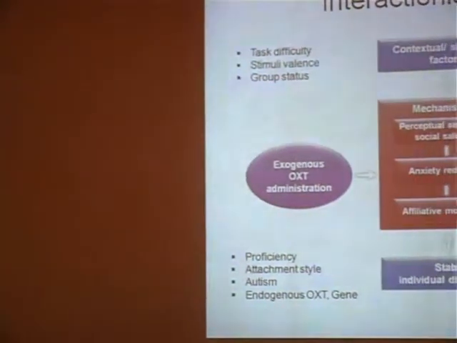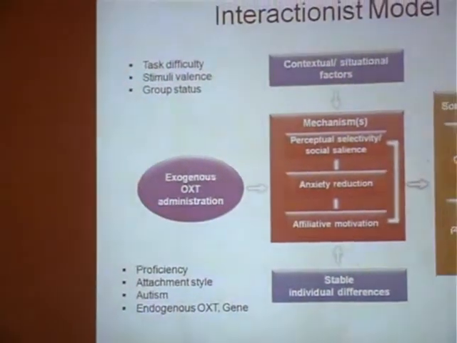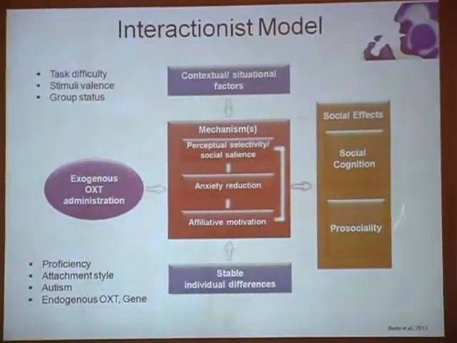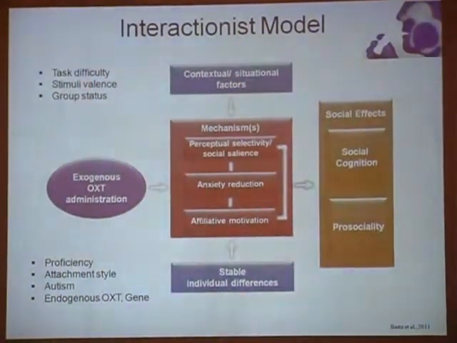But the mechanism is like three that propose, right? Oxytocin changed the salience of stimuli. I get more aware of them. It reduced my anxiety. I'm more willing to approach in a social interaction. And I also got bonded with the other person. And that might change social cognition and personality, prosociality.